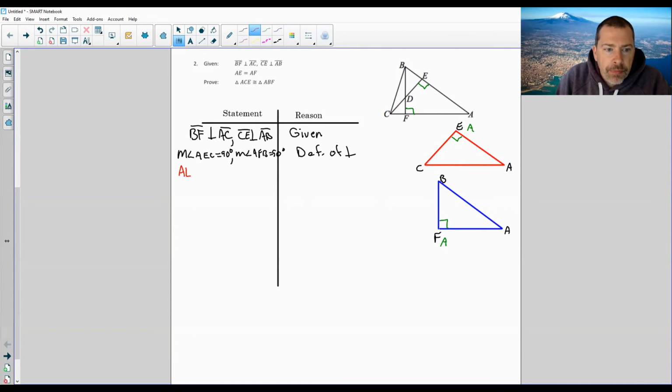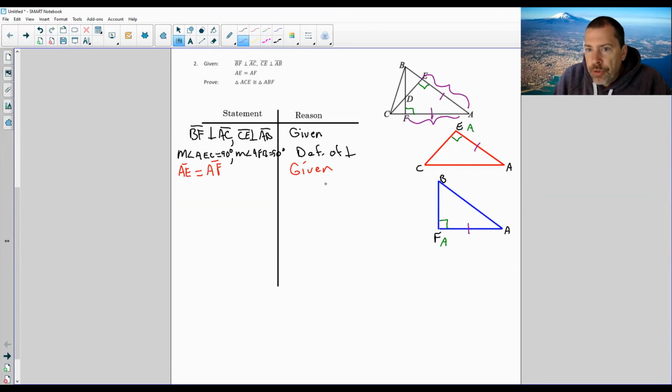AE equals AF. That was a given. And I'm going to label my diagram. AE, just this piece, is congruent to AF. And when I say AF, it's not the whole side AC, it's just this AF, and that is right here. Okay, so now we have an angle and we have a side, or we have a 90-degree angle and a leg. So we're still not sure what we're going to do with these.